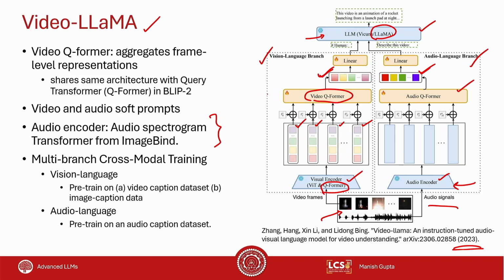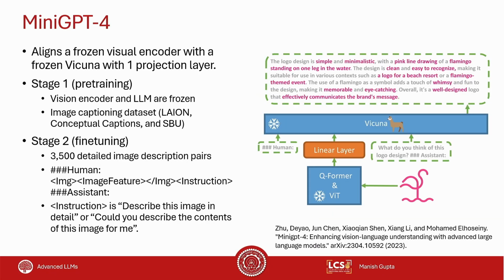The obvious things are you train the video branch separately, you pre-train the audio branch separately, and then you learn the projector layers. The projector layers are trained at the end. So that's Video-LLaMA.